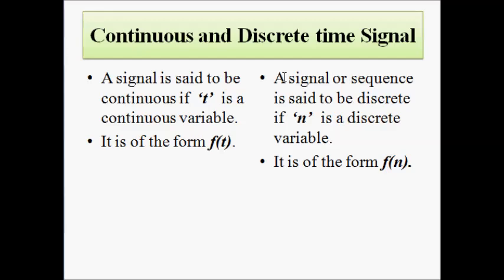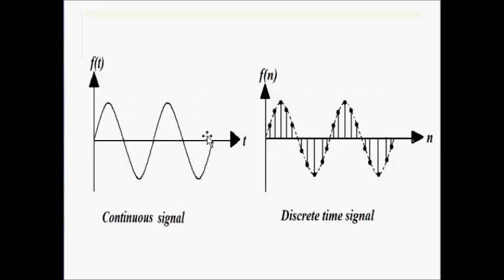So basically, this is a continuous and discrete time signal. Here the parameter t, which is represented on the x-axis, is a continuous parameter. The basic difference between a continuous signal and a discrete time signal is that in a continuous signal, the amplitude values or the f of t values at each and every point of time are considered.